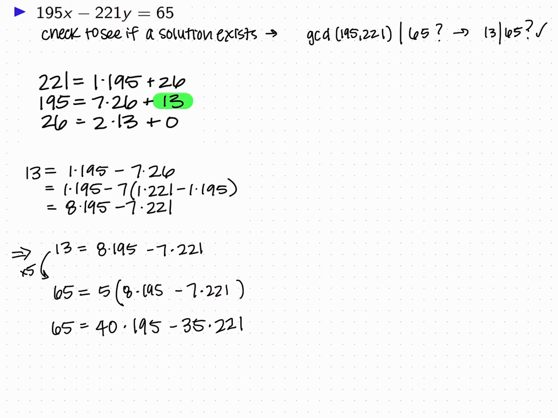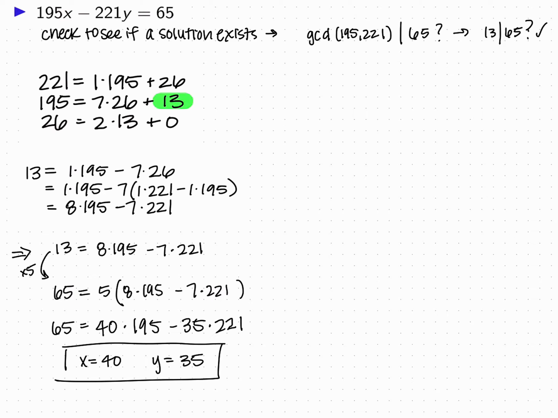So what does that tell me? If I look back to my original, it looks like 195 times x, 195 times 40. So I have x is 40. And then minus 221y, so minus 221 times 35, that tells me that y must be 35. That equals the 65 I was looking for. So there is a solution: x equals 40, y equals 35. You can quickly check to see if you're correct. Plug your solution back into your original and make sure it comes out correctly.